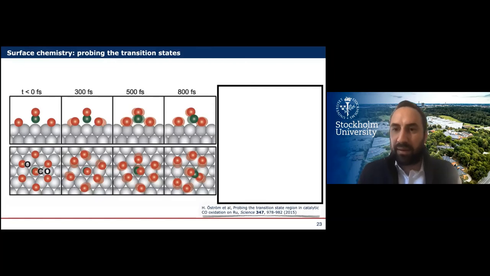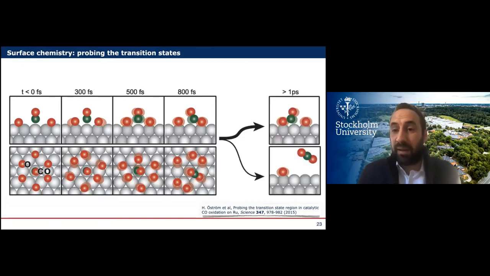Then you can calculate the probability for CO2 to form and then leave the substrate, or eventually for this CO to couple to another oxygen and take other steps. But this is basically the first time a chemical reaction was seen kind of live. You could model things before, but now experimentally you have a fingerprint of what's going on. This was fascinating. It's been a revolution in how you look at this phenomenon.